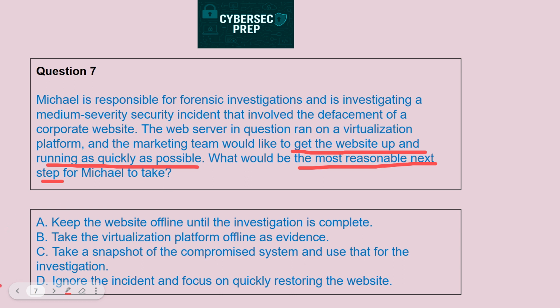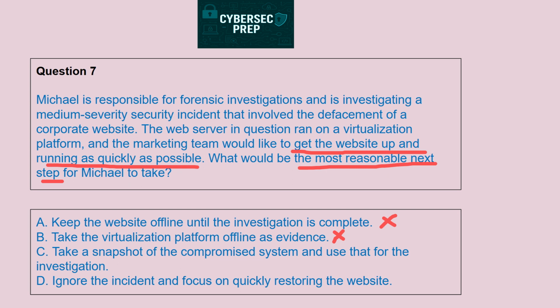Now there are four options. Keep the website offline until the investigation is complete, but there is a requirement of running the website as quickly as possible, so this option does not look good. Take the virtualization platform offline as evidence. Well, if we take the entire virtualization offline, then how do we continue operating the website, right? There is a requirement that we have to make it up and running as soon as possible. Take a snapshot of the compromised system and use that for investigation. Well, this could be the right option.